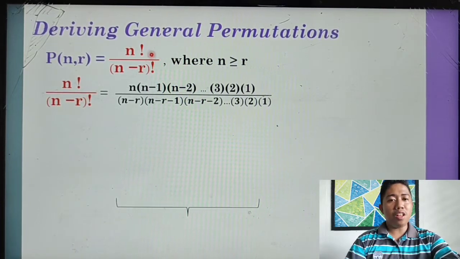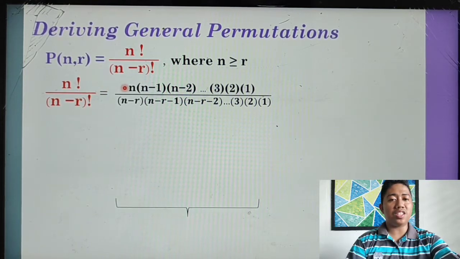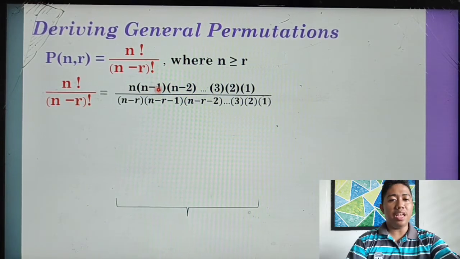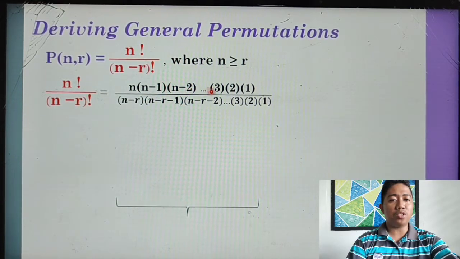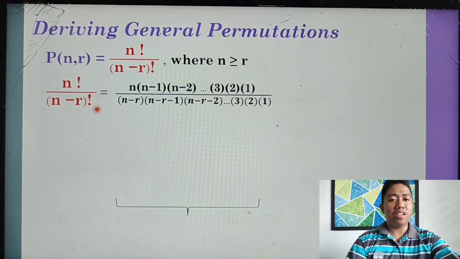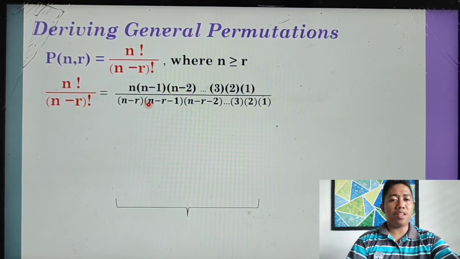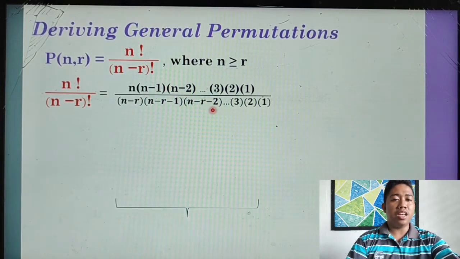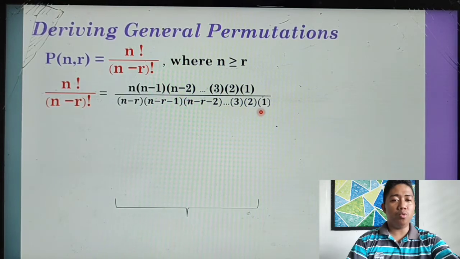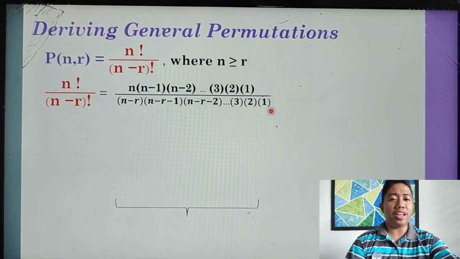We notice that n factorial, from the largest value going down to 1, is n multiplied by n minus 1 times n minus 2 and so on until it reaches 3 times 2 times 1. Same with n minus r factorial. We have n minus r as the largest value, and the next factor is subtracted by 1, then the next by 2, until it reaches 3 times 2 times 1. So this is the same manner as the numerator and denominator.